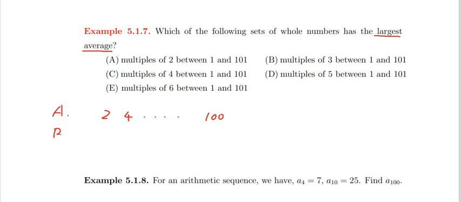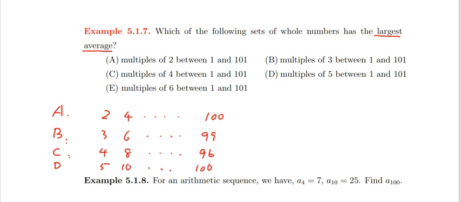Then B is the multiples of 3. So it could be 3, 6, up to 99, right? Then the multiples of 4, so this is C: 4, and here 96. Then D is the multiples of 5, so 5, 10, up to 100.